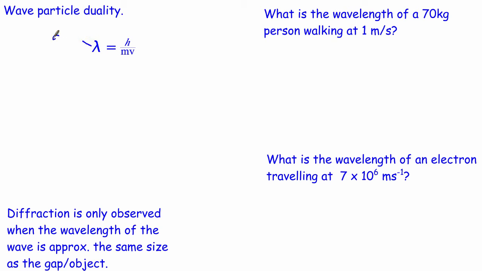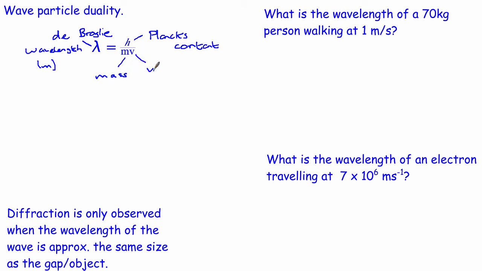So if, for example, we have an electron, we could say an electron has a certain wavelength, and this thing here is called the de Broglie wavelength, which is measured in meters. This is Planck's constant, which we've seen before, our 6.63 times 10 to the minus 34 joule seconds. m is the mass of the particle that we're looking at, and v is the velocity.